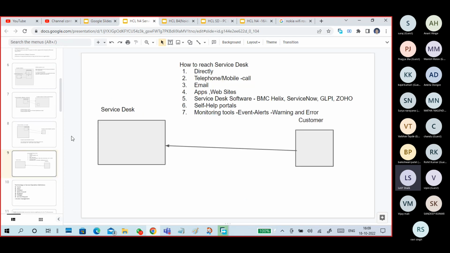The last point here, guys, is how to reach the service desk. There are different ways. Last time, just before, I told one example, right? Guys, understand the types of customers: internal, external, public.